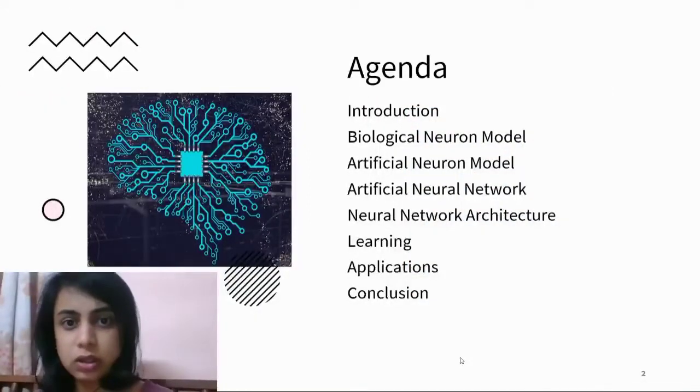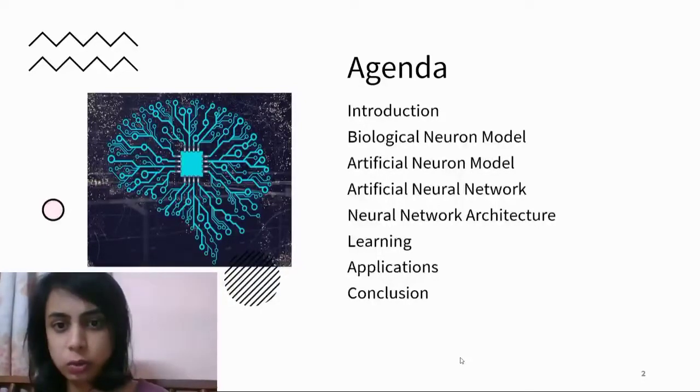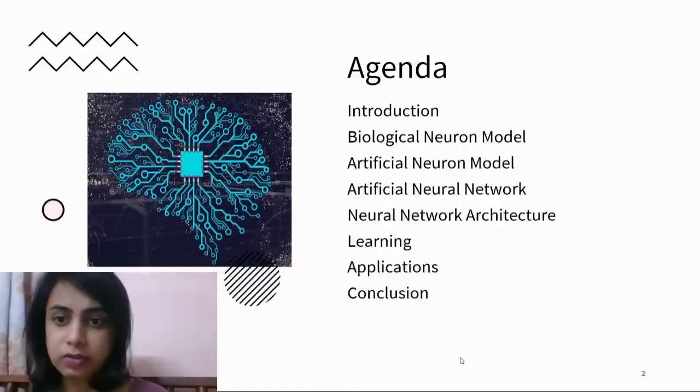So in this video, the agenda is basically to cover the basics of artificial neural network so you have a better understanding of the topic. First, we will introduce what is artificial neural network. Then we go through the biological neuron model, following through the artificial neural model. Then we will understand what is artificial neural network in depth, and then we will work on the architecture of the neural network. Then we will go on to learning and the applications of artificial neural network, followed by conclusion. So let's get started with the introduction.